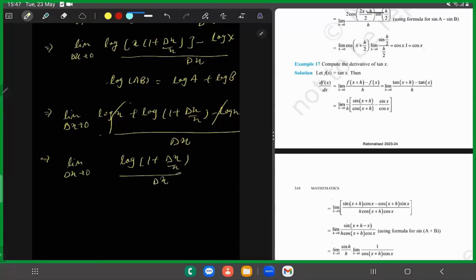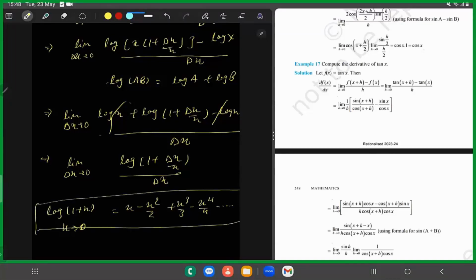Okay, so how do we solve this limit? If you are familiar with the expansion of some functions, you know that the expansion of log of 1 plus x is x minus x square by 2 plus x cube by 3 minus x to the power 4 by 4, and this continues up to infinity terms. But here the condition is that x should be tending to 0. So this is the expression for the expansion of log of 1 plus x.